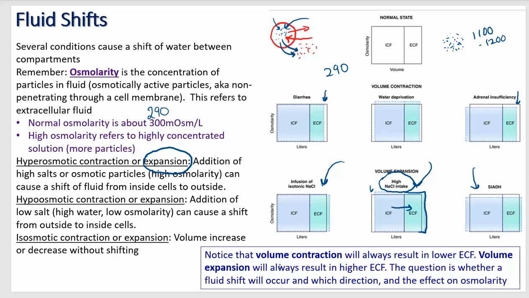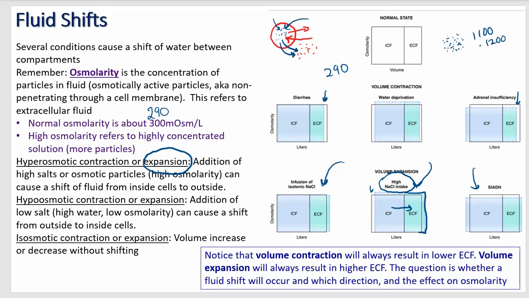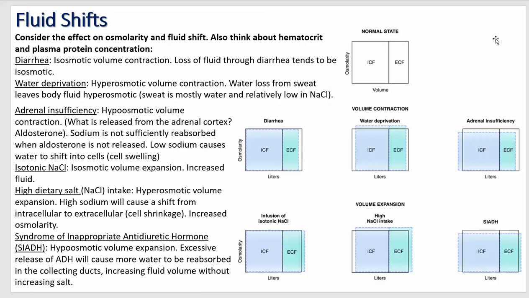I put this note down here that volume contraction will always result in lower extracellular fluid, and expansion will always result in higher extracellular fluid. That's where we get our expansion and contraction from. The question is whether or not a fluid shift has occurred. Do we have any movement to the inside or from the inside of the cell? Because these little things can be kind of confusing, consider the effect of osmolarity and fluid shift.